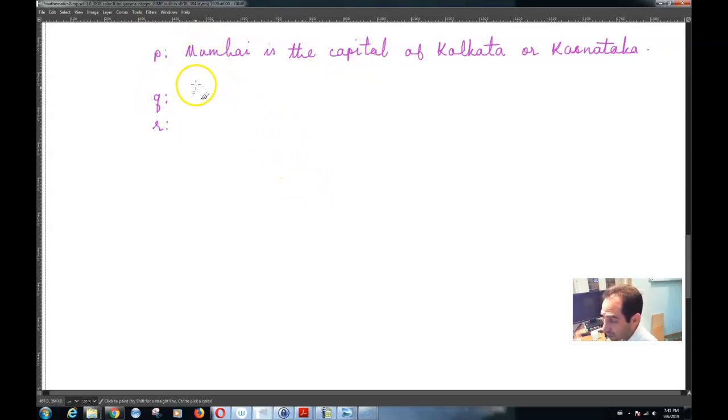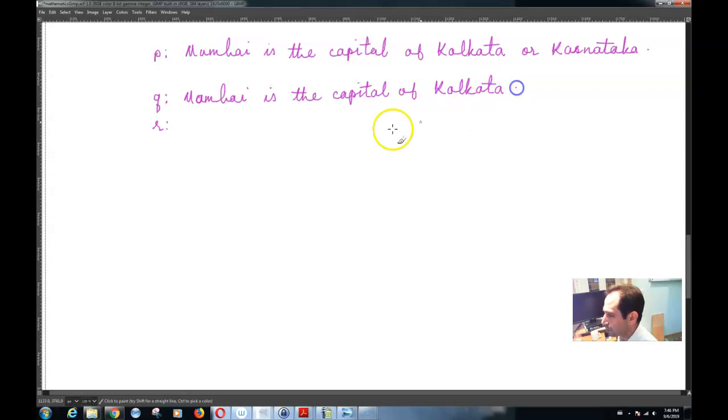if you break this down, the component statements would be: Mumbai is the capital of Kolkata, and Mumbai is the capital of Karnataka. Factually, this is false, and this is false. So since both of these are false, you can say that this compound statement is false.